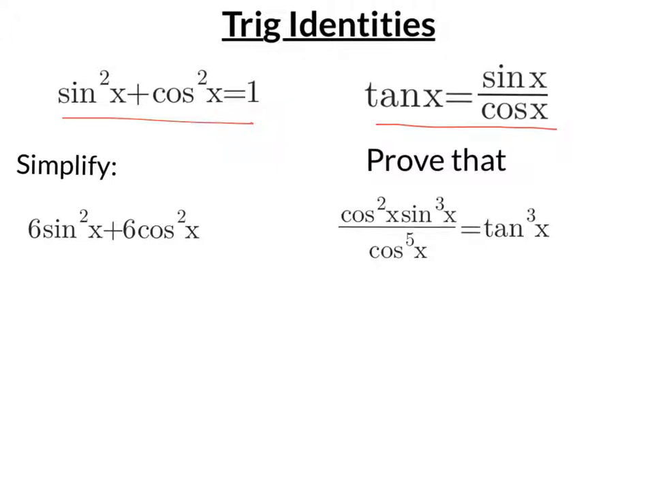So the first one says 6 sine squared x plus 6 cos squared x, and it wants us to simplify it. So the first thing I notice is that there is a common factor of 6, so let's take that out.